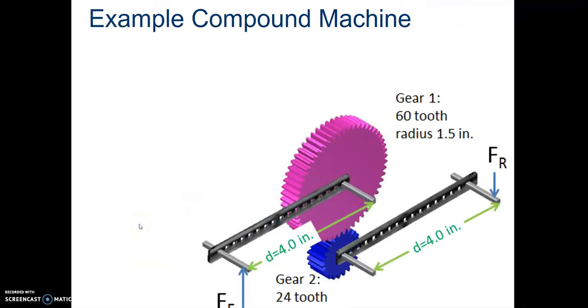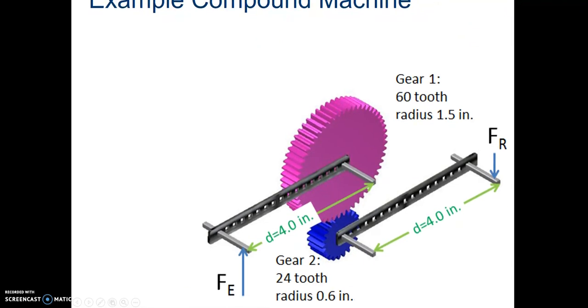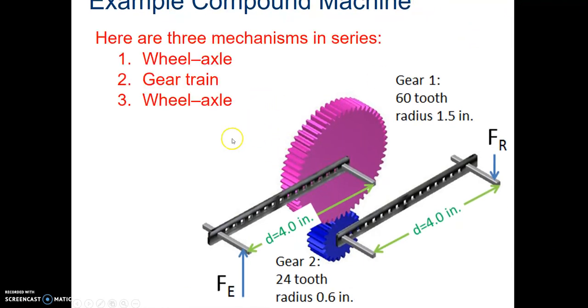So we've got a compound machine that is here. There are 3 different mechanisms. We've got a wheel and axle. So we have a wheel, a pink wheel, and an axle, that shaft there. We have a gear train, pink to blue, and we have a wheel and axle. We have this blue gear and the axle of that shaft there. So we're going to go step by step.